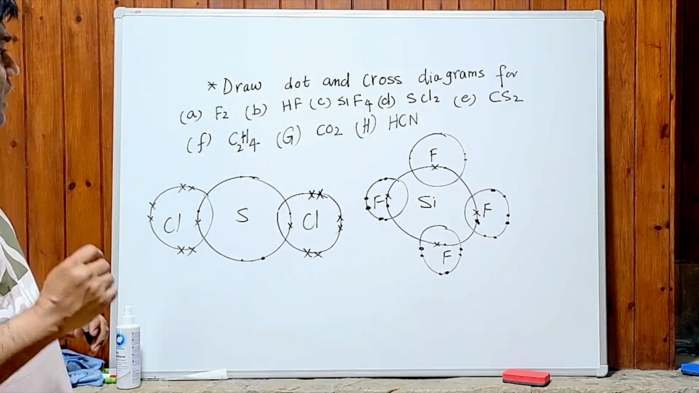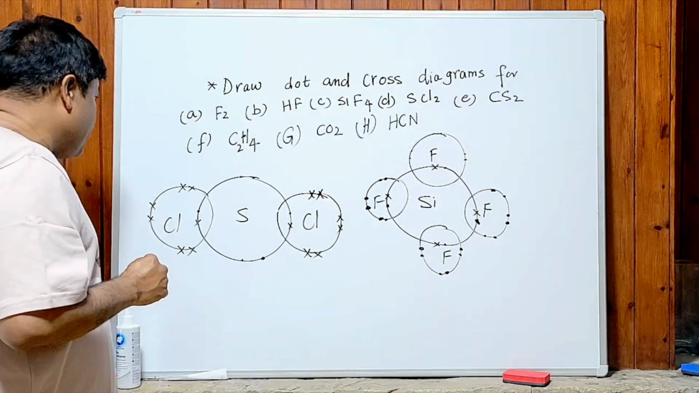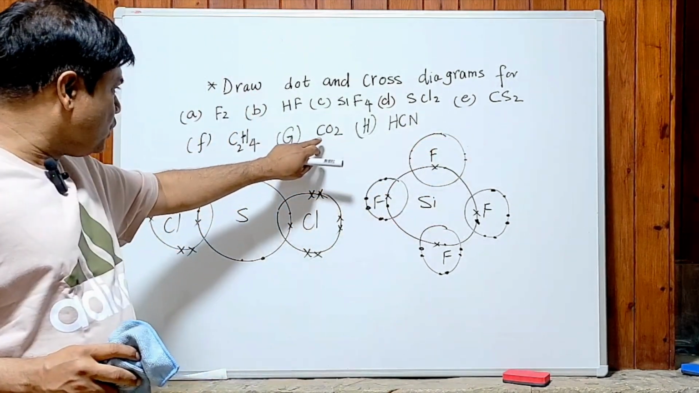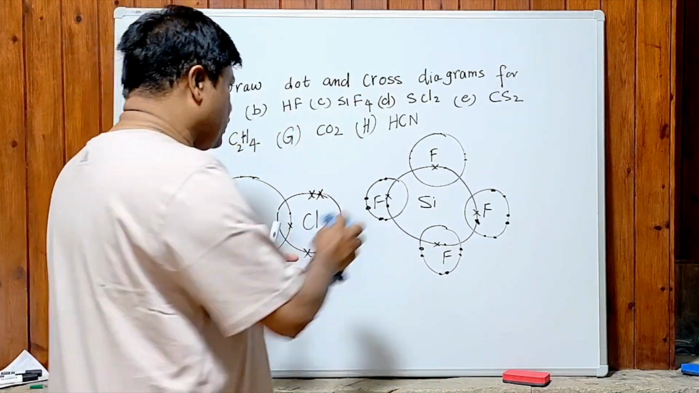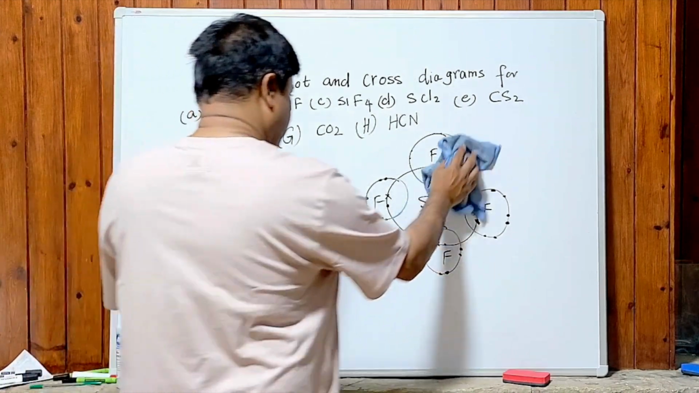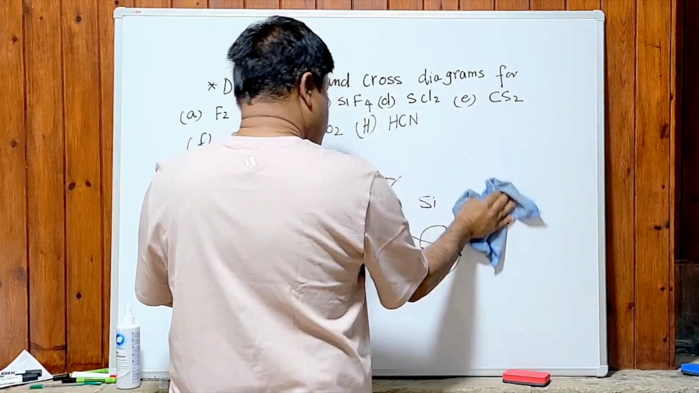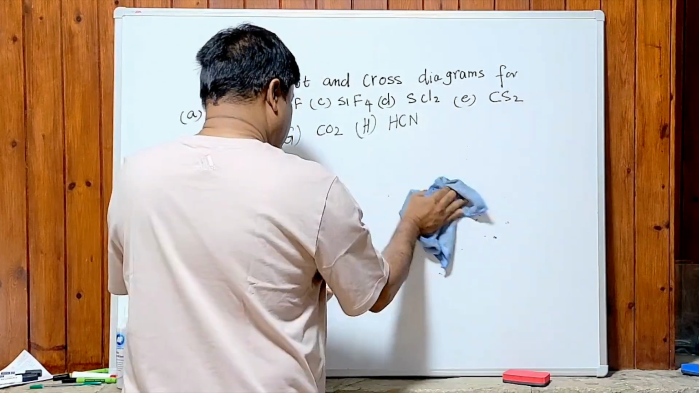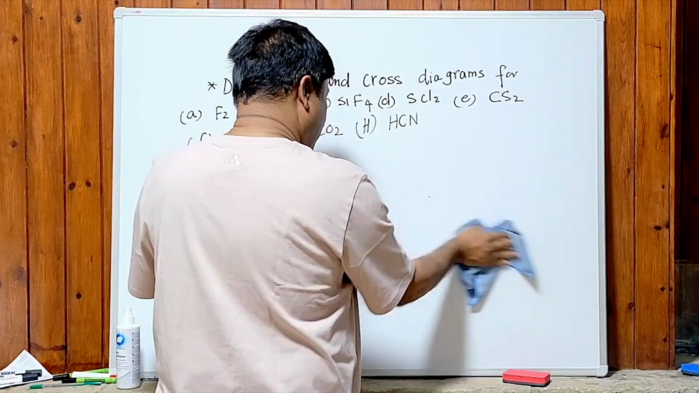Now, carbon disulfide. This structure is very similar to carbon dioxide. So I'm doing this one, and you will try carbon dioxide. Okay, look at that. Carbon is the central atom for carbon disulfide, like oxide, this is sulfide.